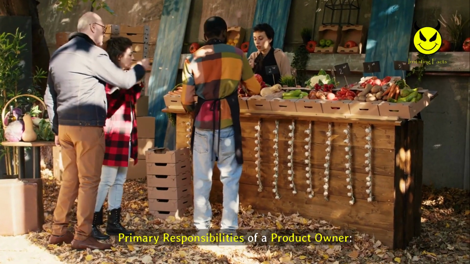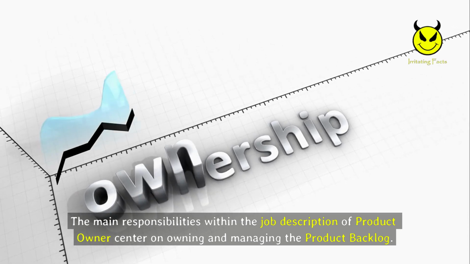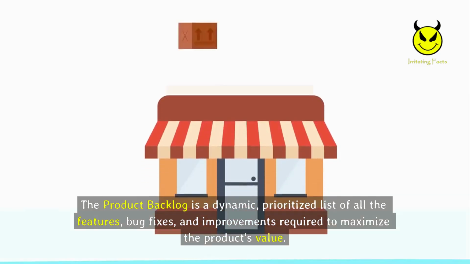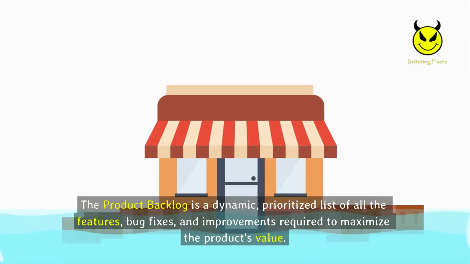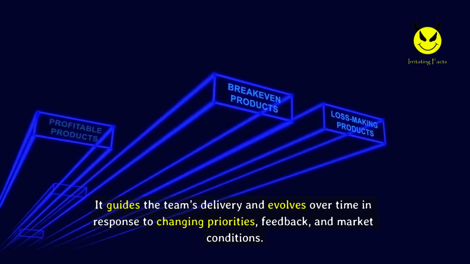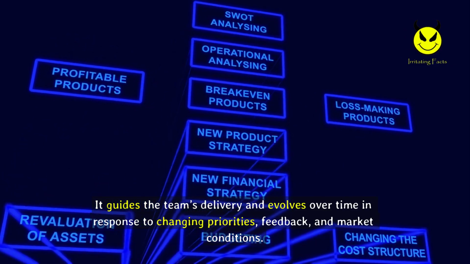Primary responsibilities of a product owner. The main responsibilities within the job description of product owner center on owning and managing the product backlog. The product backlog is a dynamic, prioritized list of all the features, bug fixes, and improvements required to maximize the product's value. It guides the team's delivery and evolves over time in response to changing priorities, feedback, and market conditions.